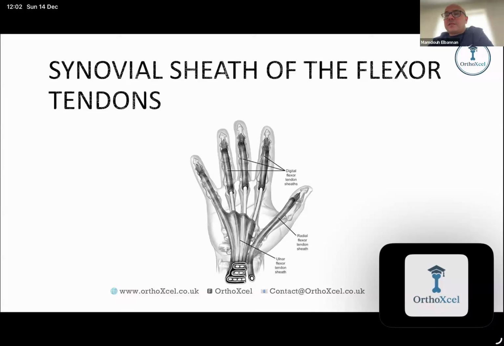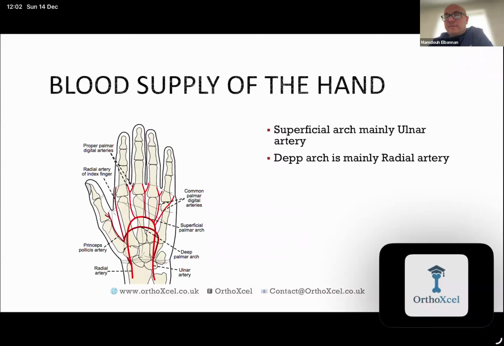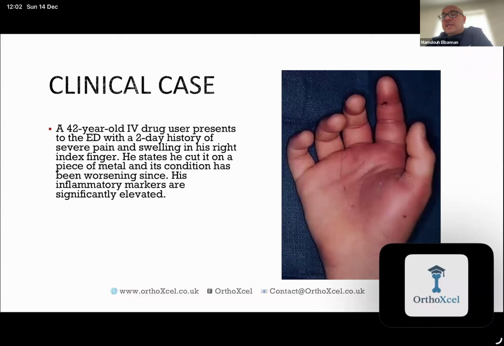So what's the significance of this one? It will come as a flexor sheath infection. I will give it as a case. It's better to explain it.